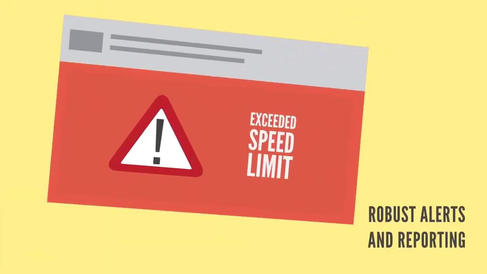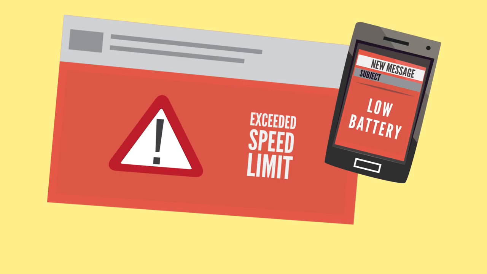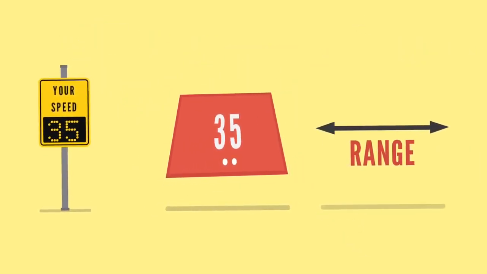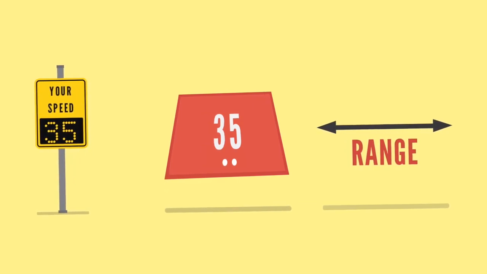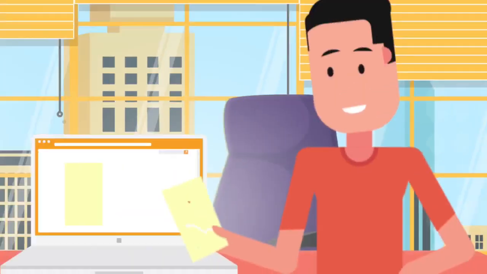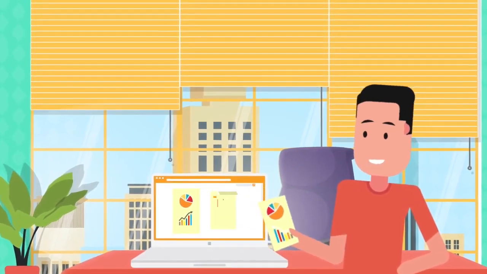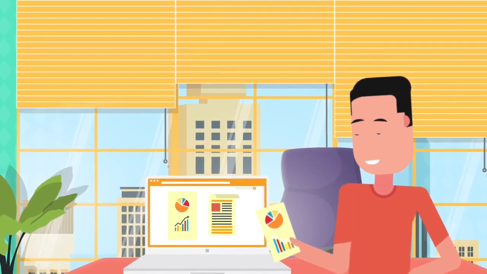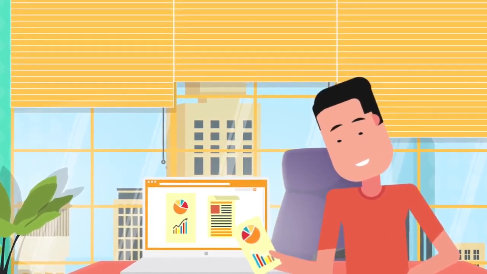Set alerts and receive emails when a driver exceeds the speed you set or when the sign battery is low. Choose when sign messages change, when digits or strobes should flash at drivers, and what display range your sign should operate at. The robust built-in reporting engine can generate valuable reports on traffic data and driver behavior with analysis that can help you make your streets safer.